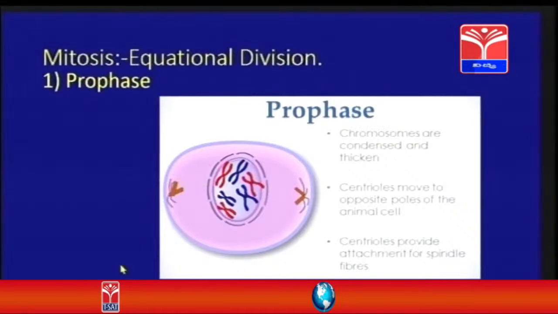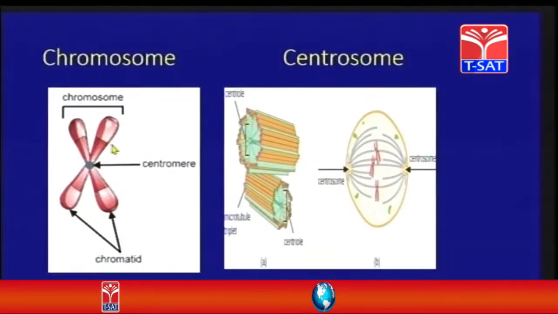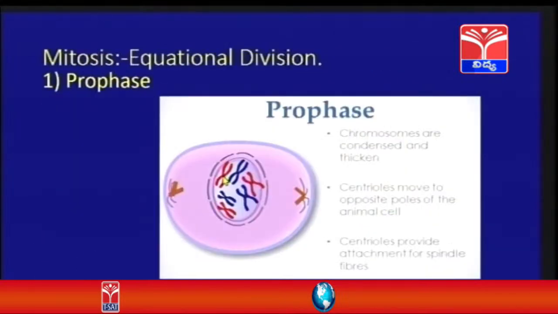Let us see the structure of a chromosome. Yes, children, you can see over here, this central part is called the centromere. Attached to the centromere, we have chromatids. That means we have a pair of chromatids. These two arm-like structures are called chromatids, and in the center we have the centromere. This is the chromosome, and these are the chromatids, and in the center we have the centromere.